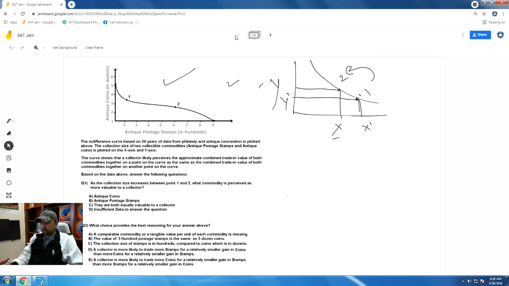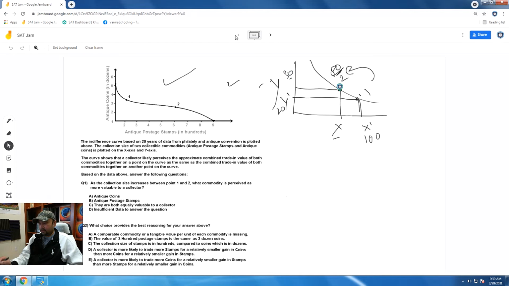So let's just make it a little more concrete. Let's say I had stamps. Okay, let's say, in this case, if I had 100 stamps and 20 coins together, it would have the same value as if I had 80 stamps and 30 coins.